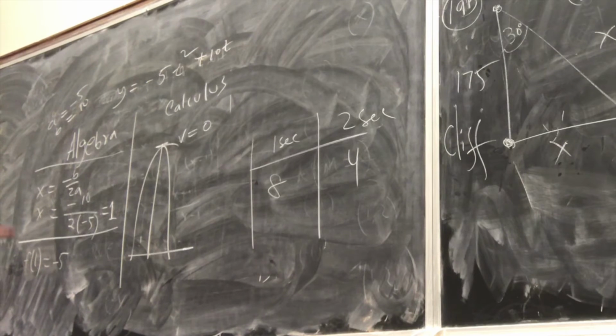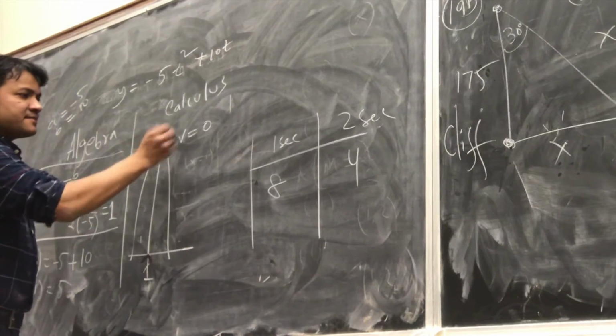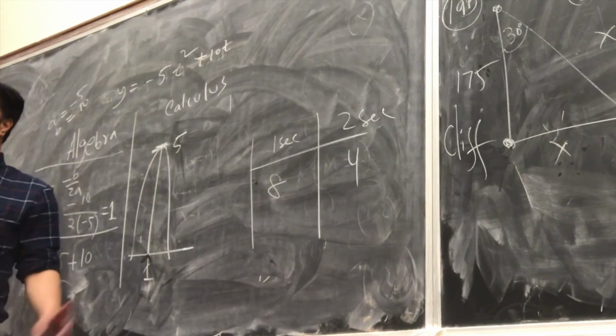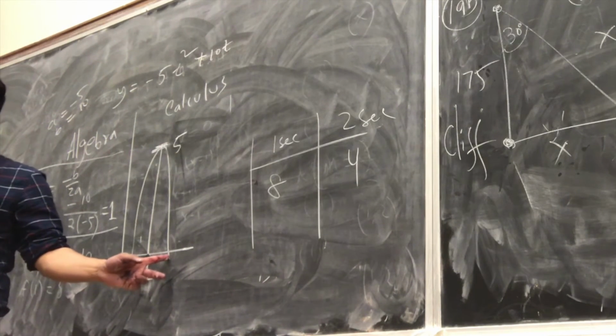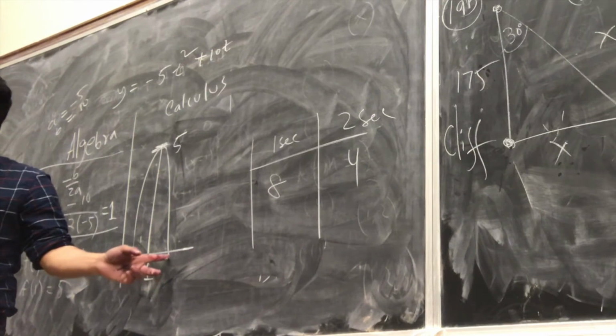All right. Minus 5 plus what? Minus 5 plus 10 times 1. So what is this? 5. At 1 second, its height was how much? 5. At 1 second, the height was 5. What about 2 seconds? At 2 seconds, what was its height? 0. With respect to the ground, its height was 0. Okay, does that make sense?